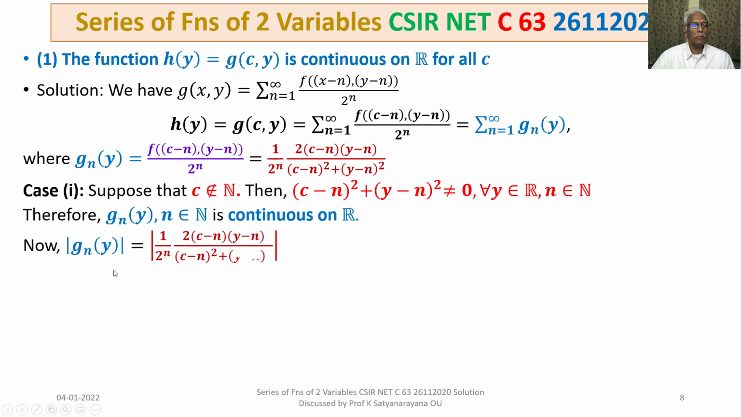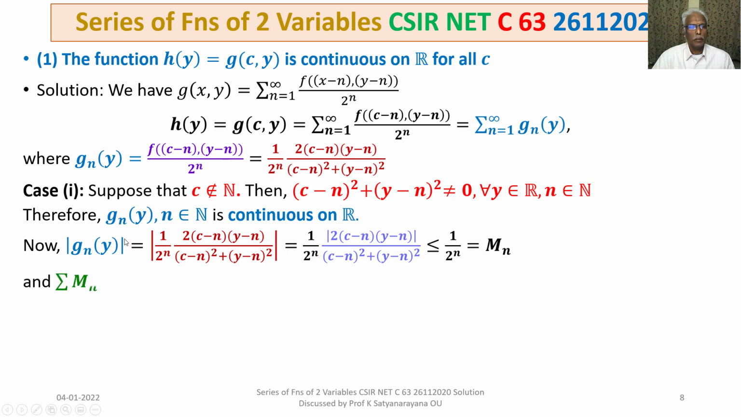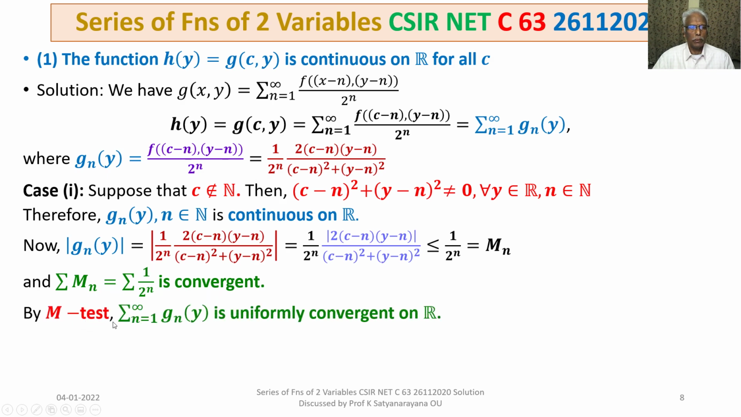Now, mod of g_n of y is equal to 1 by 2 to the power n times mod of this, and the mod of this is less than or equal to 1, so it is less than or equal to 1 by 2 to the power n, that is M_n. And sigma M_n, that is sigma 1 by 2 to the power n, is convergent. By Weierstrass M test, the sum from n equals 1 to infinity of g_n of y is uniformly convergent on R. So this series is uniformly convergent, and each term g_n of y is continuous on R.